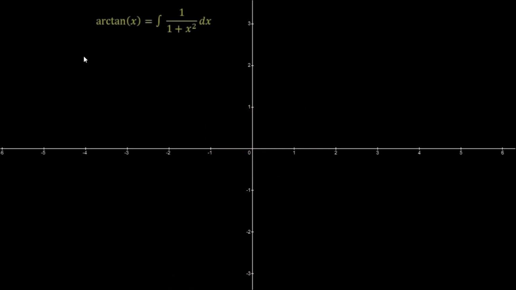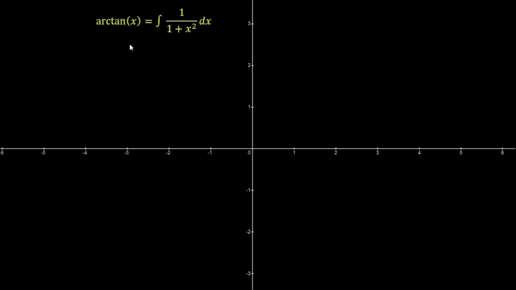Let's look at the trigonometric integral: arctan x is equal to the integral of 1 upon 1 plus x squared dx. Now this is a very useful integral and we can use it in order to solve lots of other integration problems. Now what is it telling us?